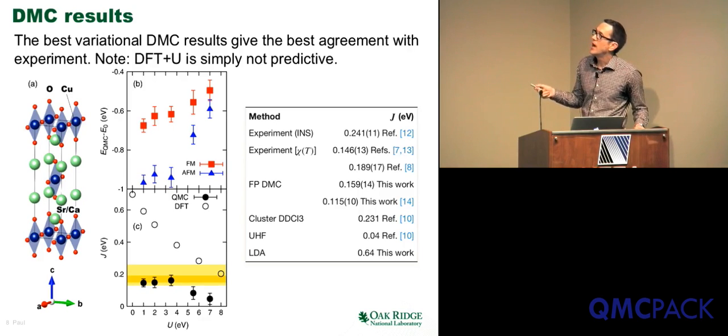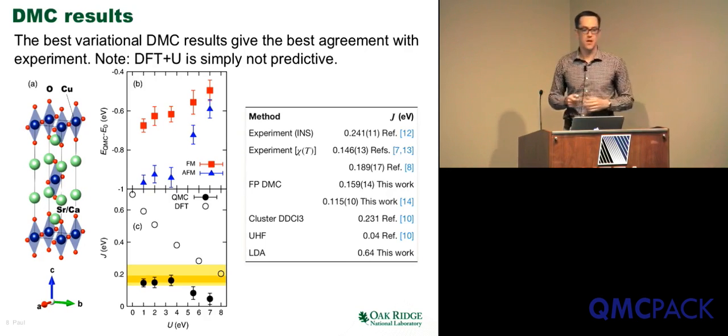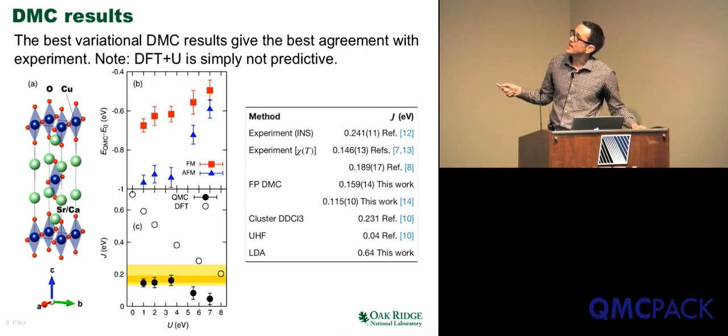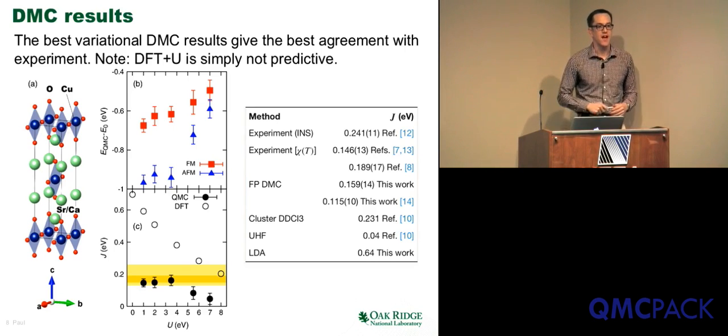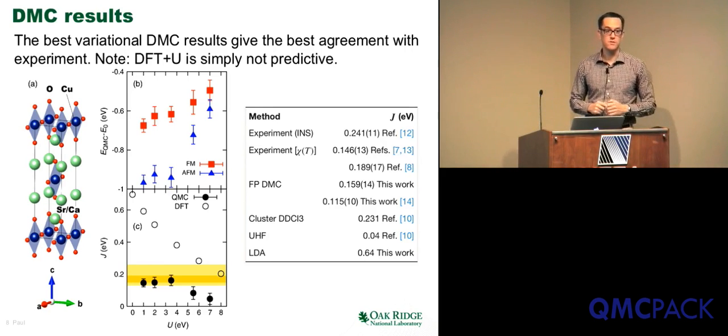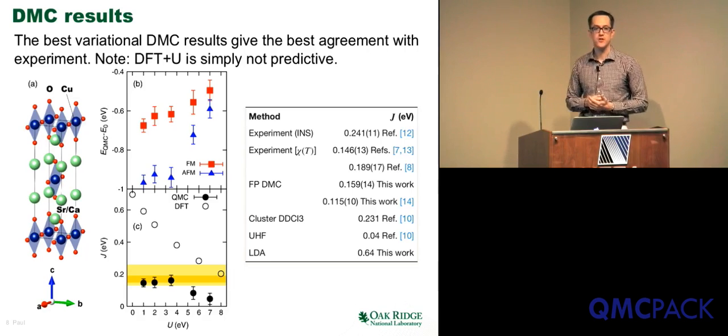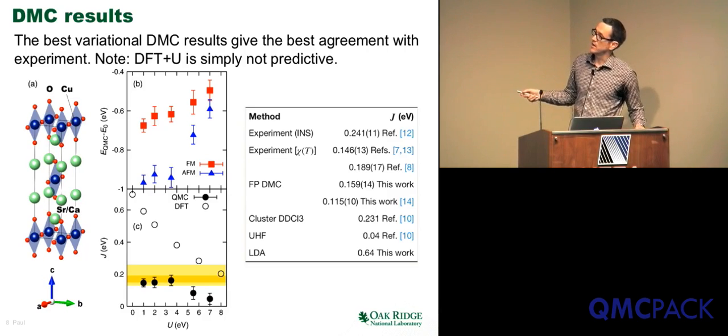So we know that a lower energy in the DMC is a better result because it's variational. And we see we're getting the lowest energies when U is 1 or 2, so somewhere around here. And so when we take these numbers and compute the exchange couplings, we end up with these black points. And very happily, these are well within range of the experimental values. So this is a really nice result. So the best variational wave function coming from the quantum Monte Carlo has the best agreement with experiment. So the less good wave functions actually have worse agreement.